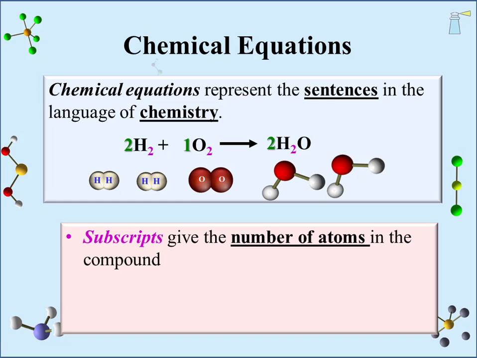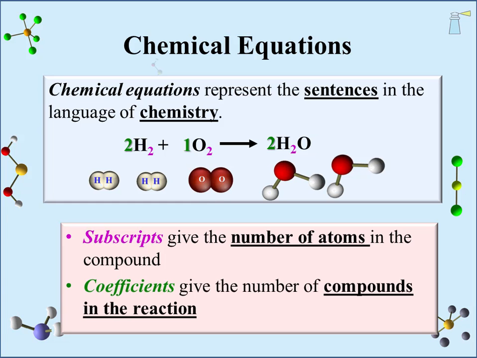The other number is the coefficient. It is found before the compound or element. Coefficients give the number of compounds or elements in the reaction. It takes 2 hydrogen molecules and 1 oxygen molecule to make 2 water molecules. Balancing chemical equations involves inserting coefficients before compounds or elements in the chemical reaction.